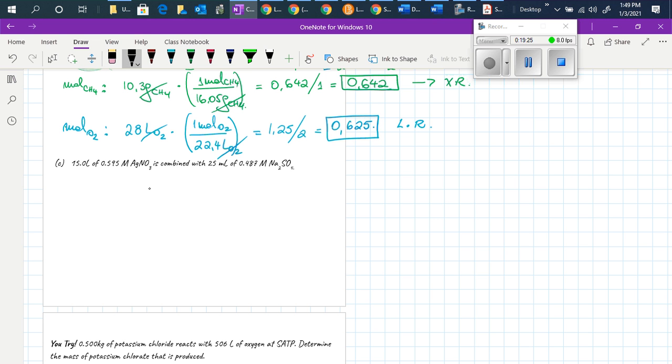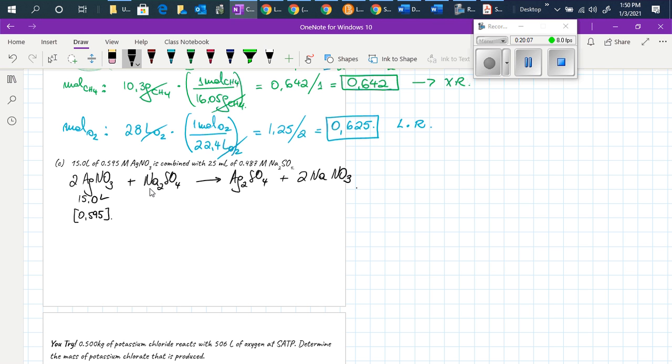So the balanced reaction is silver nitrate and sodium sulfate producing silver sulfate and sodium nitrate. Okay. So now the information that we have here is silver nitrate is 15 liters with a concentration of 0.595.